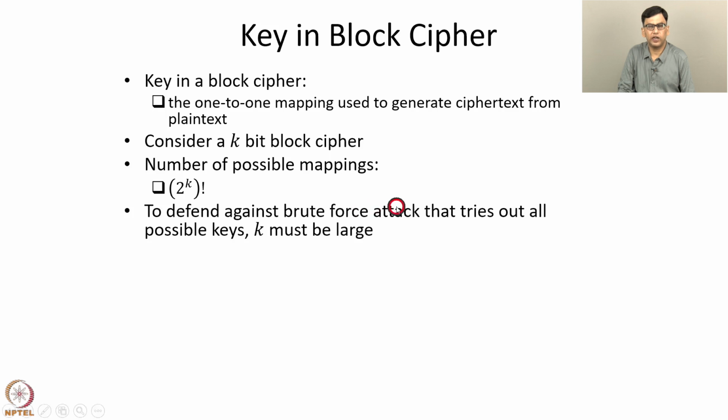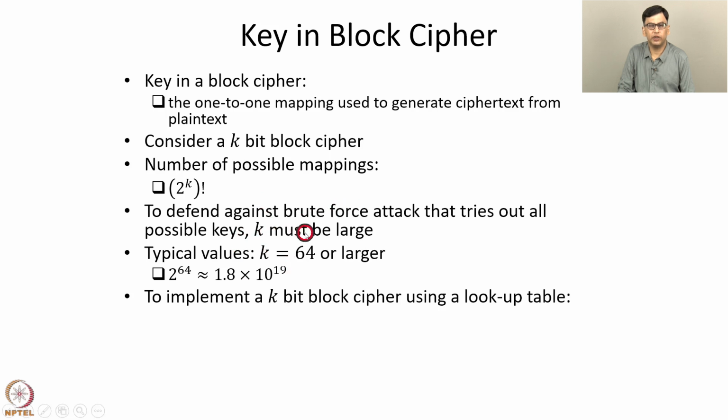Now a brute force attack tries out all possible keys. That is, it tries out all possible mappings from the plain text to the ciphertext. So to defend against such brute force attacks, k must be large. Typical values used in practice are k equals 64 or larger. For example, k equals 128, 256, and so on. If k is 64, then 2 to the power 64 is approximately 1.8 into 10 to the power 19. So we see that this factorial is an extremely large number. So there are a large number of mappings.